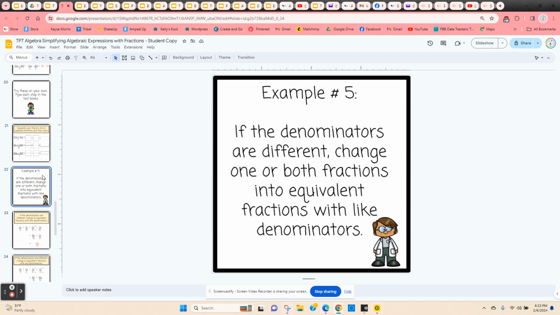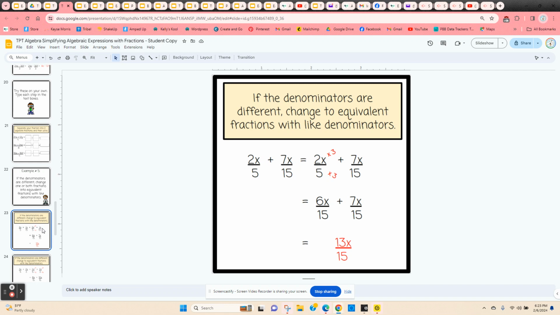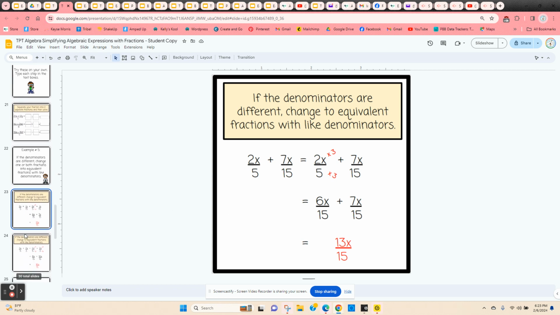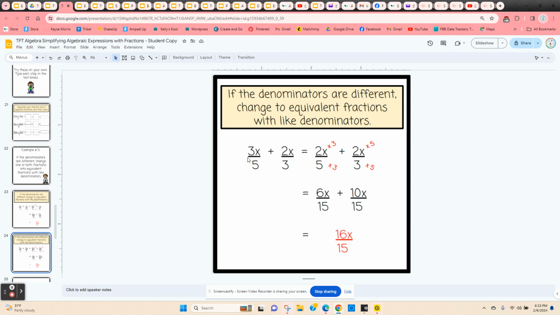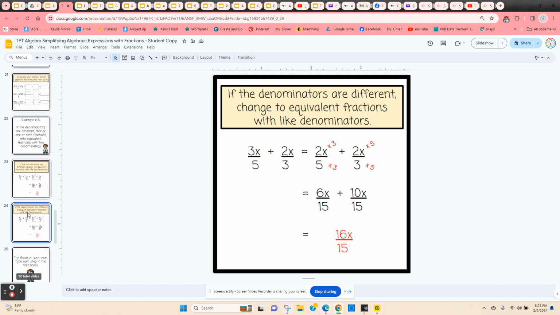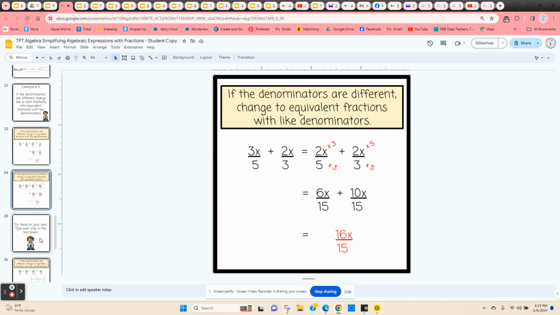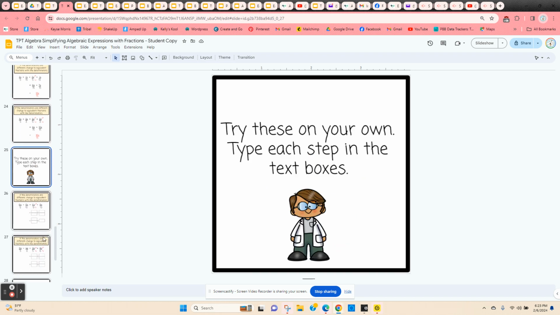And then example number 5, if the denominators are different, they've got to change one or both fractions into equivalent fractions with like denominators. So it shows how to do that here. They're just going to change one of the fractions so that they both have a denominator of 15, and then they can combine them. And then here's an example when they have to change both denominators. And then they're going to try a couple on their own.